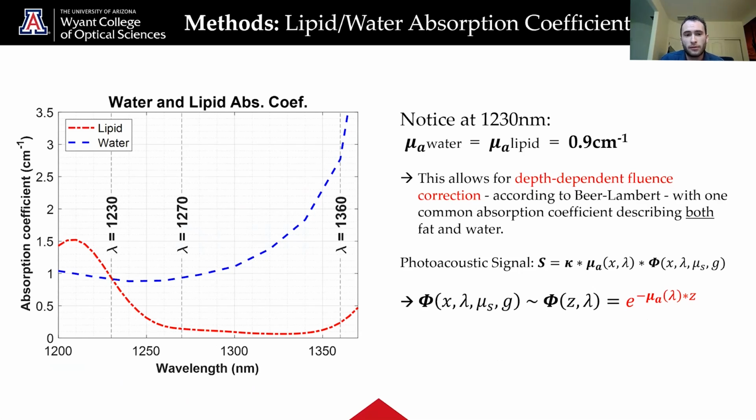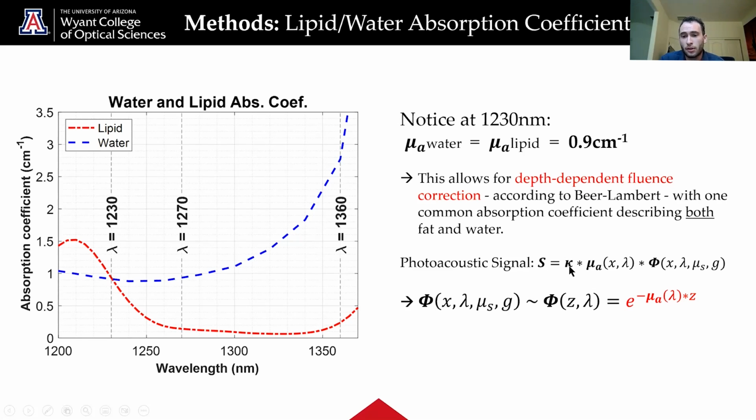We've been playing around with this and we found some good results, which I'll show in a second, but let's look at the wavelengths of 1230, 1270, and 1360 nanometers. You'll notice that at around 1230 nanometers, the absorption coefficients of lipid and water are identical. What this allows us to do, and this is a clever trick, is use this to help our depth-dependent fluence correction.